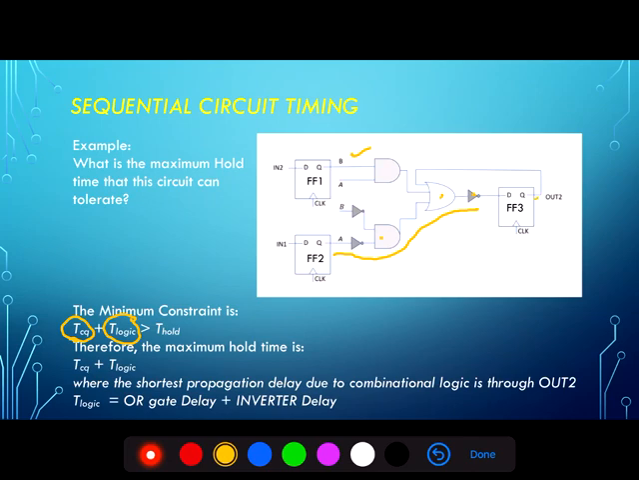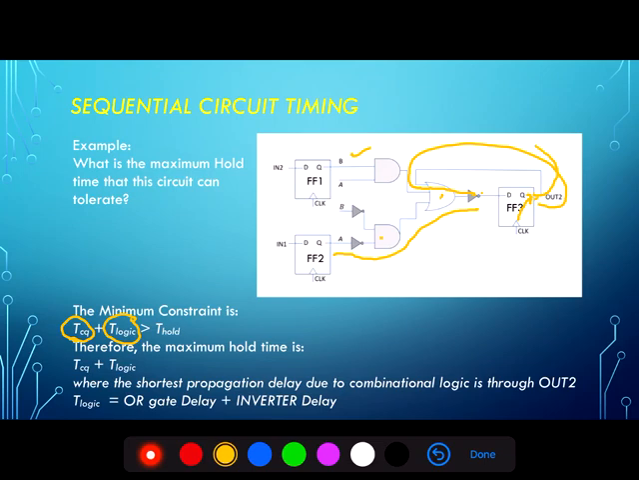after the output changes here, it's possible that it can race around, go through the OR gate and the inverter, and be here at the input to the flip-flop. And by that time, the hold time has to have expired on the flip-flop, meaning that the minimum constraint or the maximum hold time is equal to that minimum delay here. So the minimum delay, the race condition, is just a propagation delay of the flip-flop.